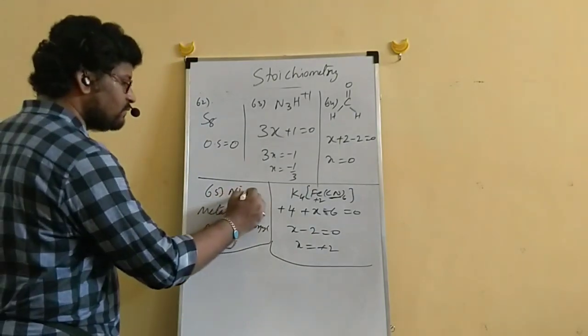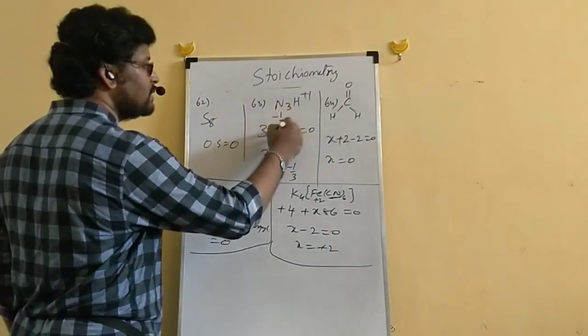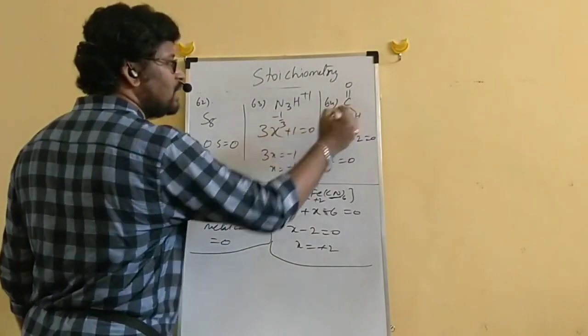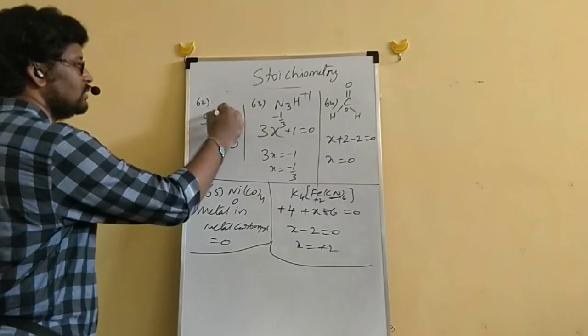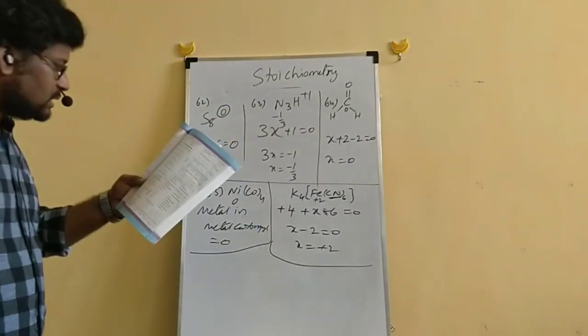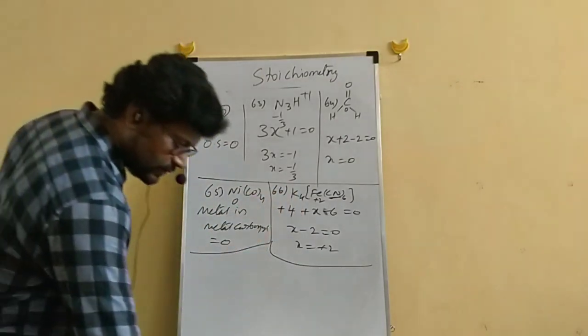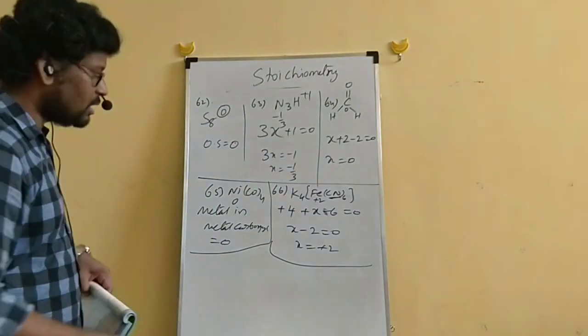In Ni(CO)4, the nickel oxidation state is 0. In N3H, nitrogen is minus 1 by 3, carbon is 0 and S8 is 0. These are the oxidation states. And this K4Fe(CN)6 is the 66th question. Like this we can go on to the calculation of oxidation numbers.